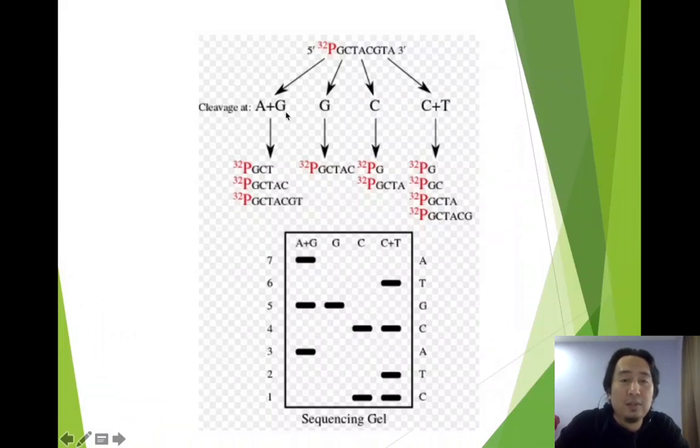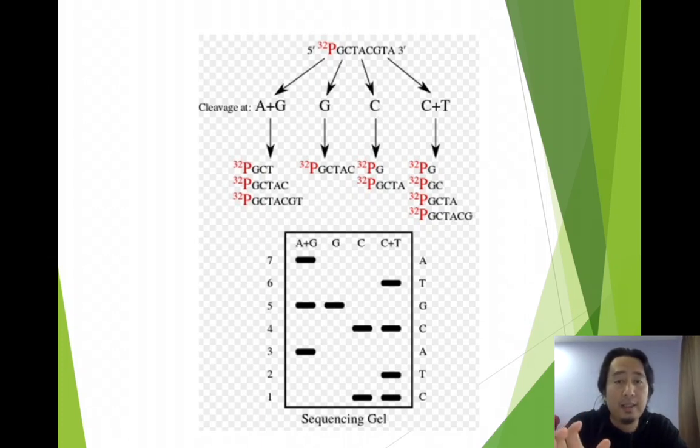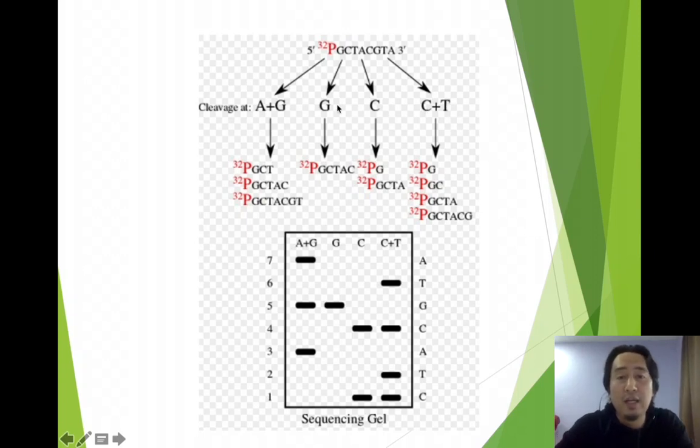Okay, so test tube 1 you will add formic acid, you recognize A plus G, and on test tube number 2 you only add DMS, you recognize G. And on test tube number 3 you will add hydrazine plus NaCl, so it inhibits the modification of T. So you only recognize C, modified C. And on the last test tube you will add hydrazine only, which recognizes C and T. Okay, so after you add all of these, then this is how it works.